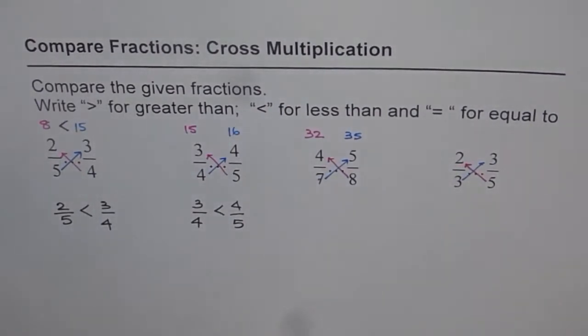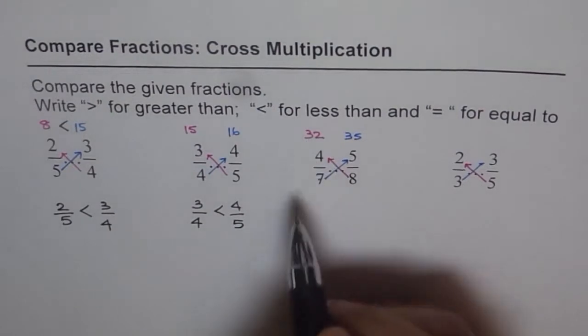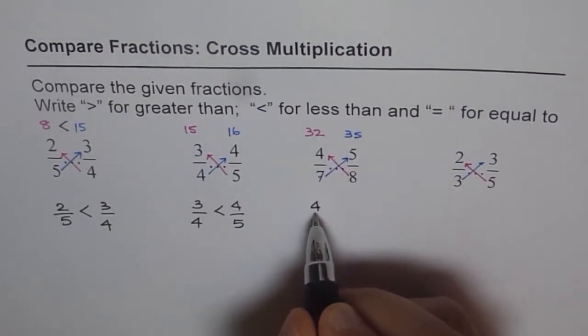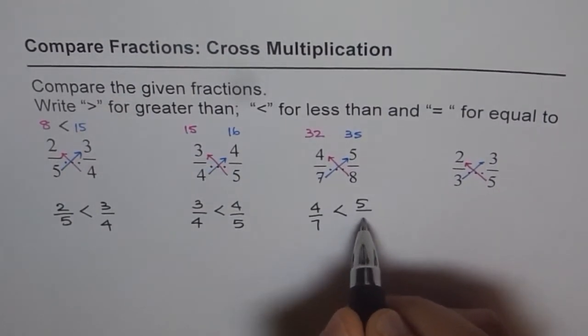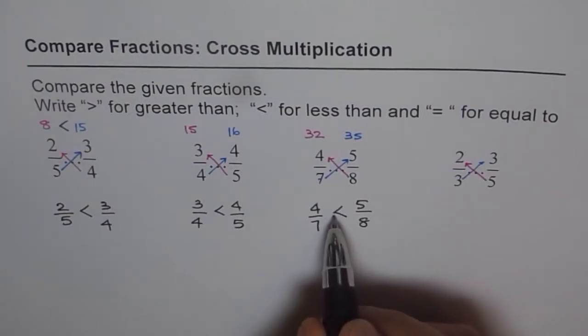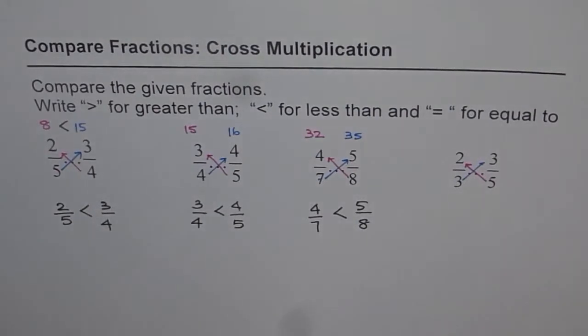Now you know from these numbers which one is greater. 35 is greater, 32 is less than 35. Therefore, 4 over 7 is less than 5 over 8. Remember the sign less than. It points towards the lesser number, right? This is bigger. In this case, what do you get?